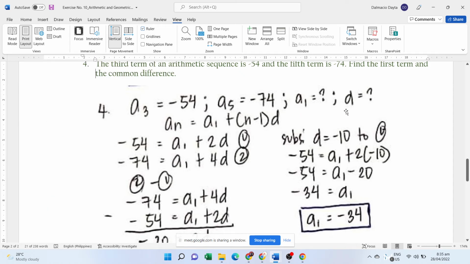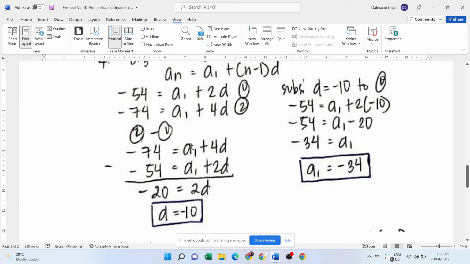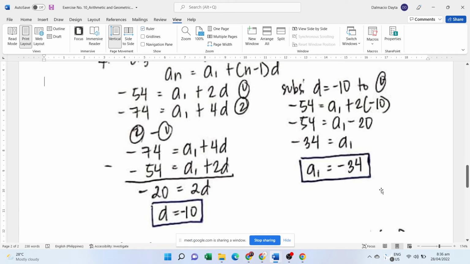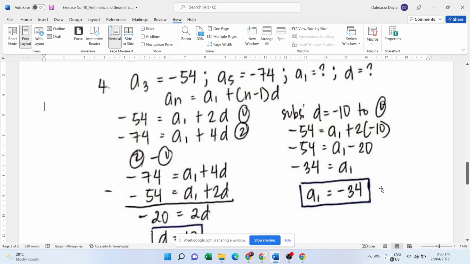So you do not know a sub 1 and d. That means you have two equations with two unknowns. Then Raven's solution is using the system of linear equations in two variables. And then the system of equations in two variables is solved using elimination method. Dito, after substituting, sinubtract niya yung 2 and 1 to eliminate a sub 1. This is a very good solution. Check your work. Number 4, class.